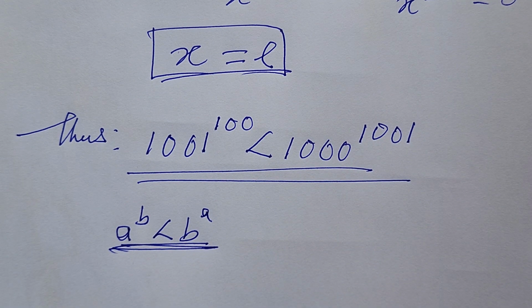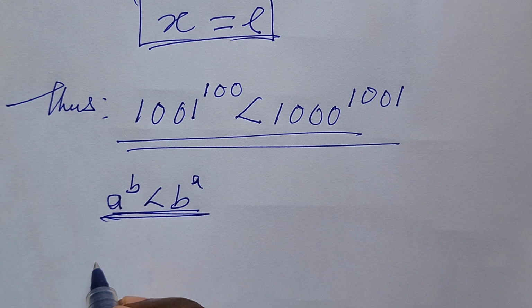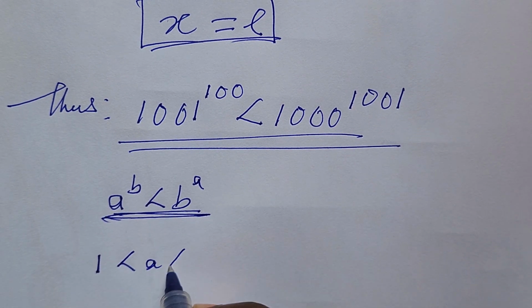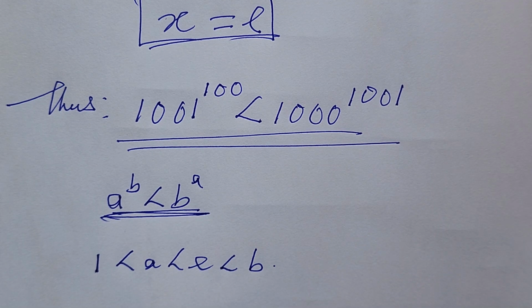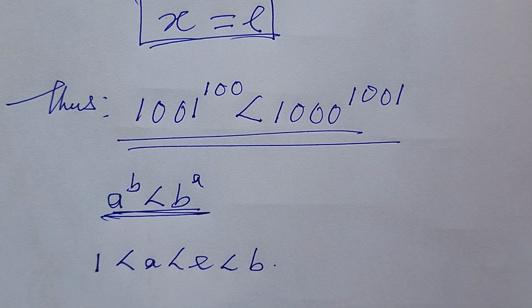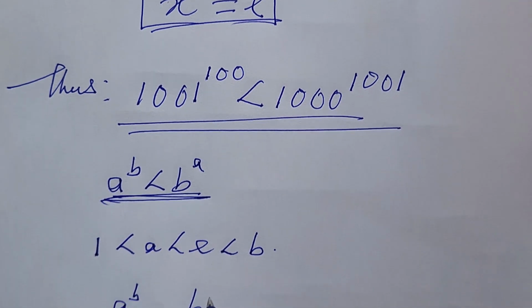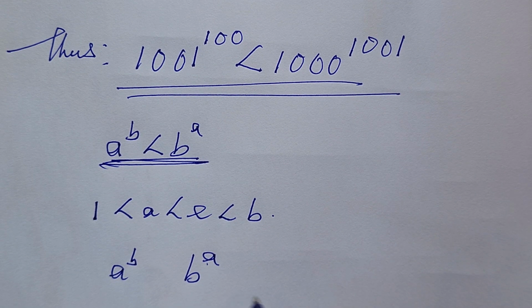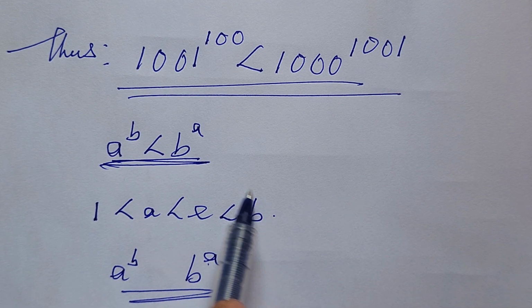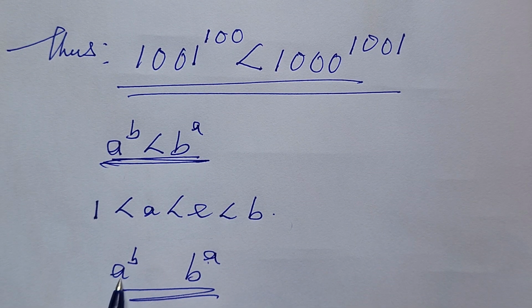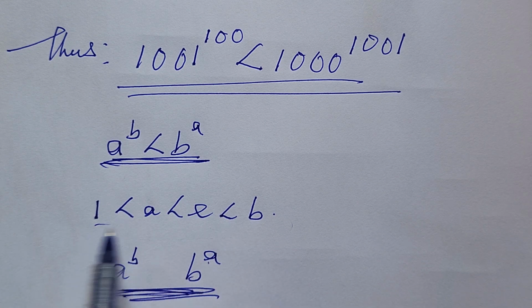But at times we might run into some challenge if we have an expression whereby 1 is less than a, less than e, less than b. In this case, it is not so easy to tell which of a to the power of b and b to the power of a is larger. So we can't really tell if we have this condition. To prove that a to the power of b is less than or greater than b to the power of a will be very difficult. I may produce a video on a case scenario that has to do with this.